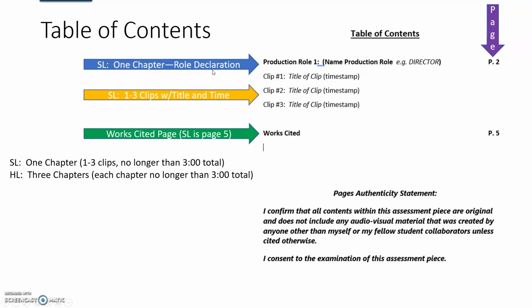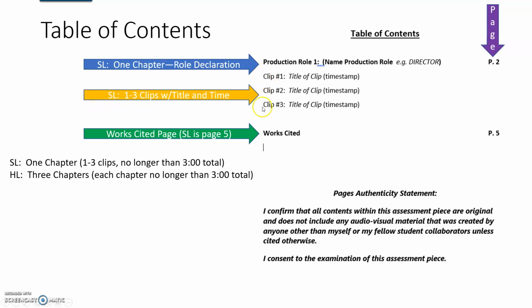for the May 2021 cohort. That means you are going to have this title, table of contents. You're going to identify production role number 1 and the name of that production role. You're also going to start this on page 2. All right. So since the table of contents is page 1.